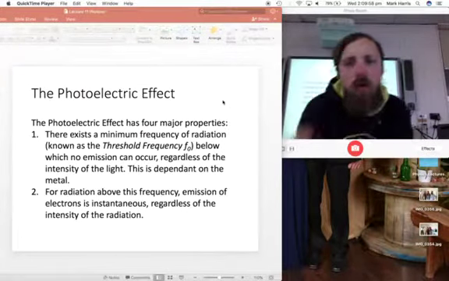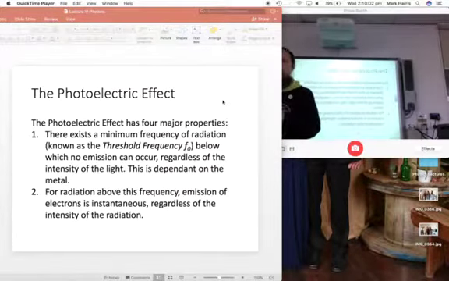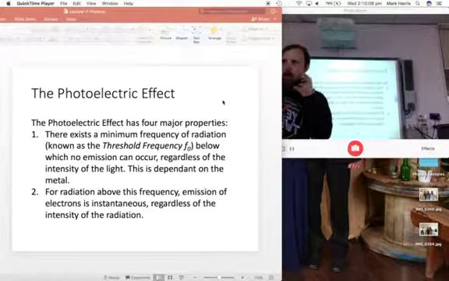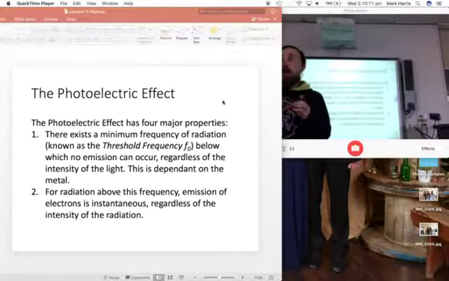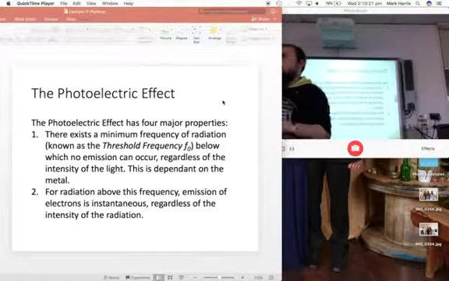Okay, so the four major properties of the photoelectric effect are listed here. Can I stress this for the exam? You need to know all four of these inside out, back to front. You need to be able to write them down, because there'll probably be a question where it asks you to write them down.